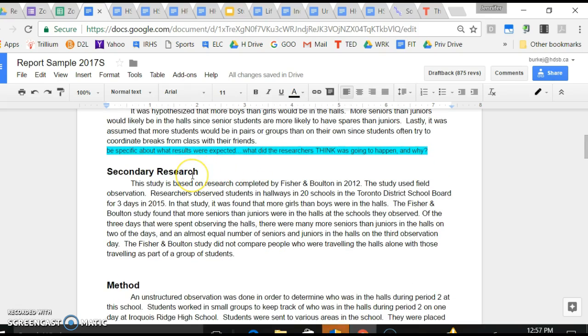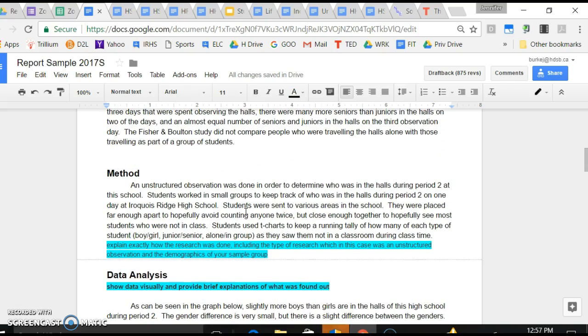Your background research is your secondary research. So this is where you're going to summarize that study that you found in the databases from the library website. And you're just going to explain what it was that happened in that study.